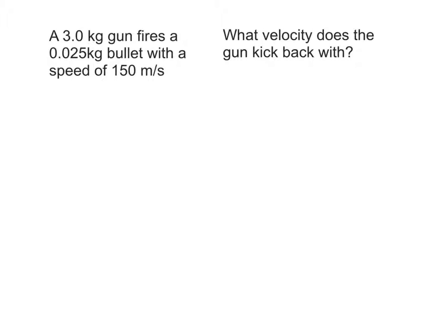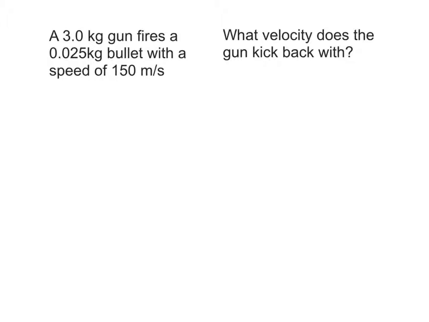Okay, the first example that we looked at was what happens if you have a 3-kilogram gun firing a 0.025 kilogram bullet, that's a 25-gram bullet, with a speed of 150 meters per second. So the question is, what velocity does the gun kick back with? And so we can solve this problem by using our conservation of momentum law.